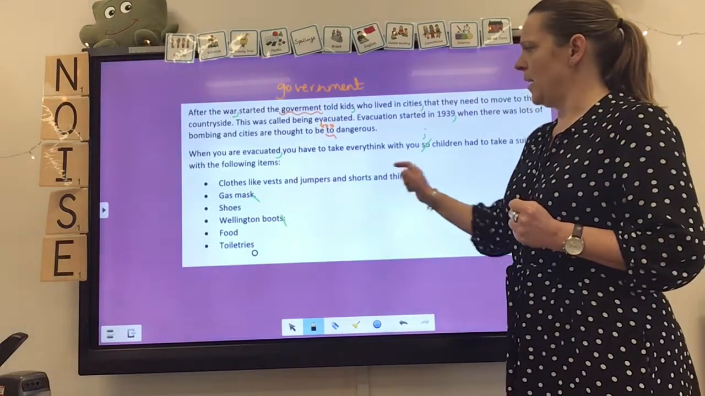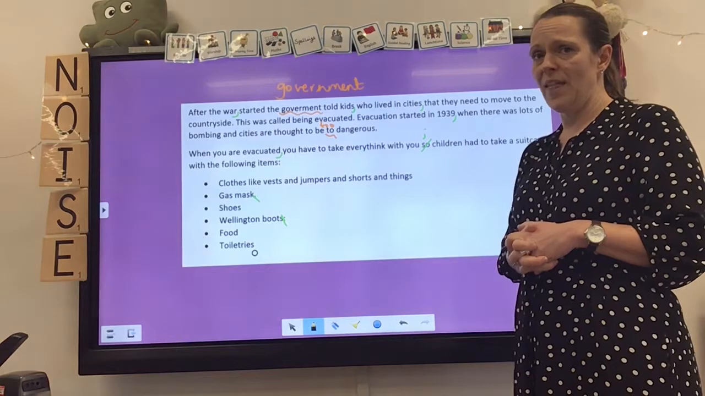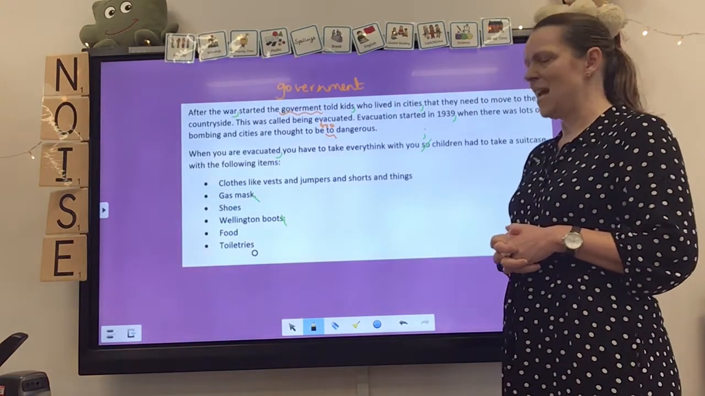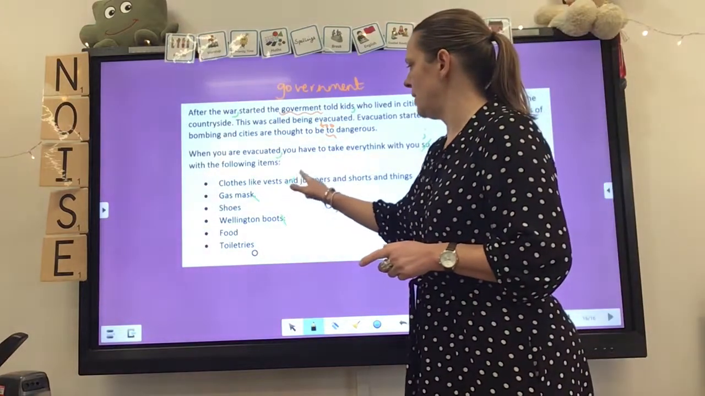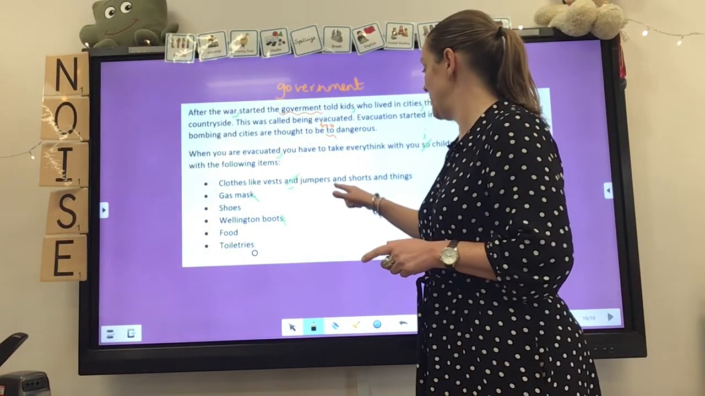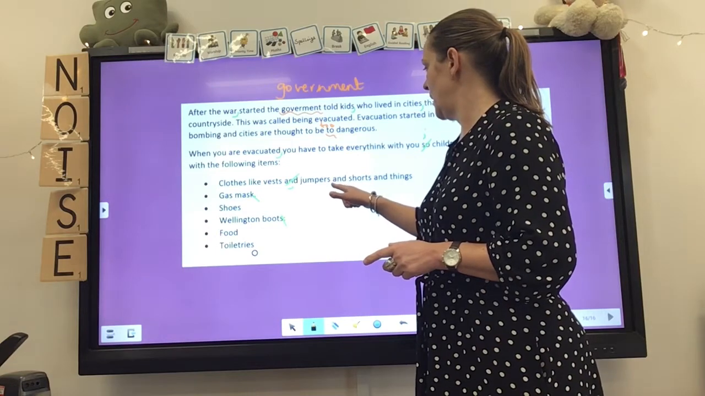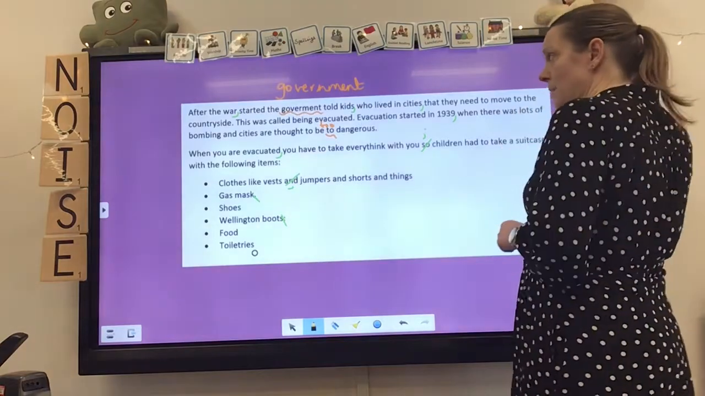Punctuation again though. Here, look, clothes, like vests and jumpers and shorts and things, okay? So I've got a list there, and I've got "and". So I need to replace my "and", don't I, with commas: vests, jumpers, and shorts.